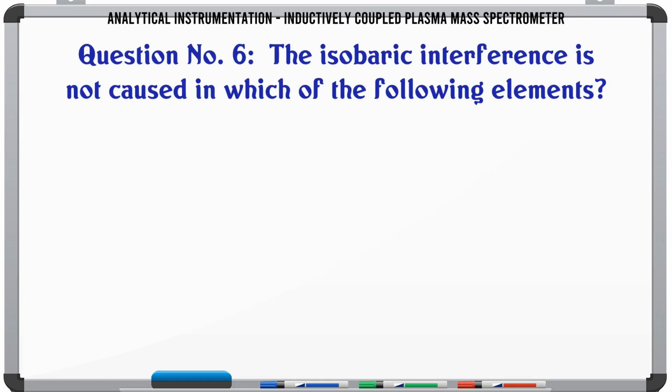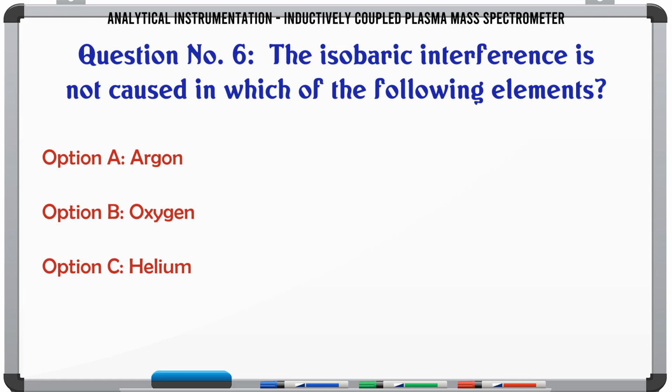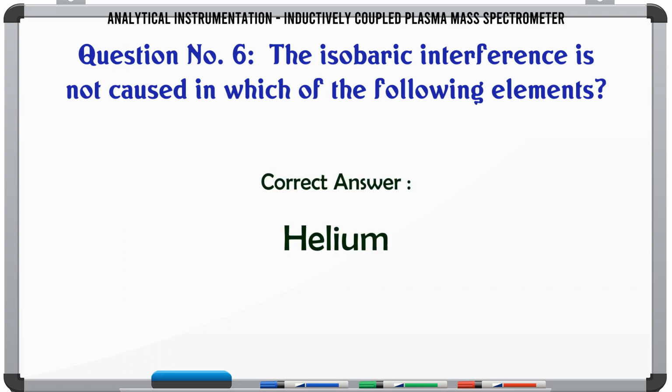Isobaric interference is not caused by which of the following elements: A. Argon, B. Oxygen, C. Helium, D. Nitrogen. The correct answer is helium.